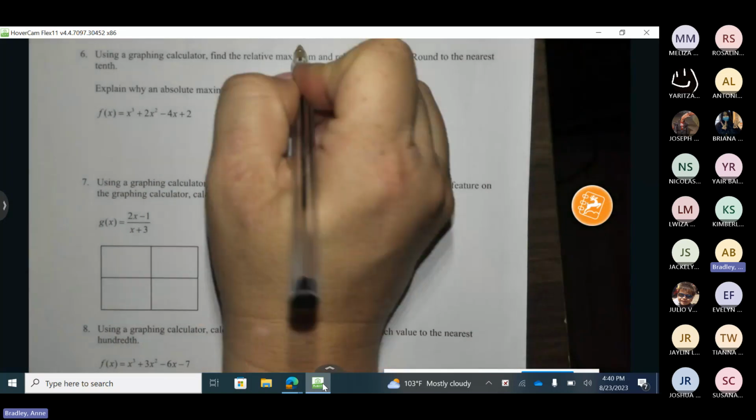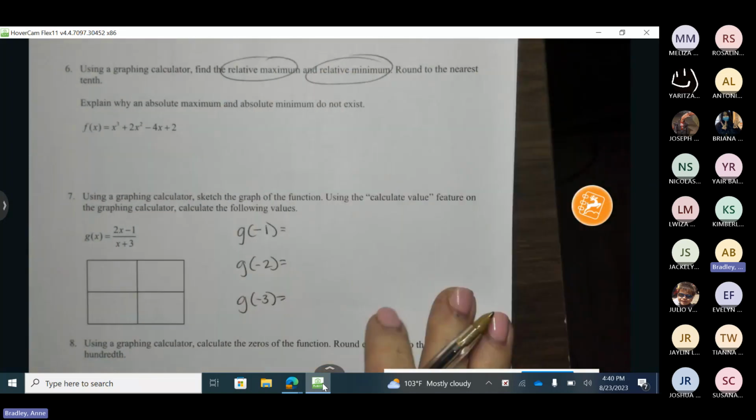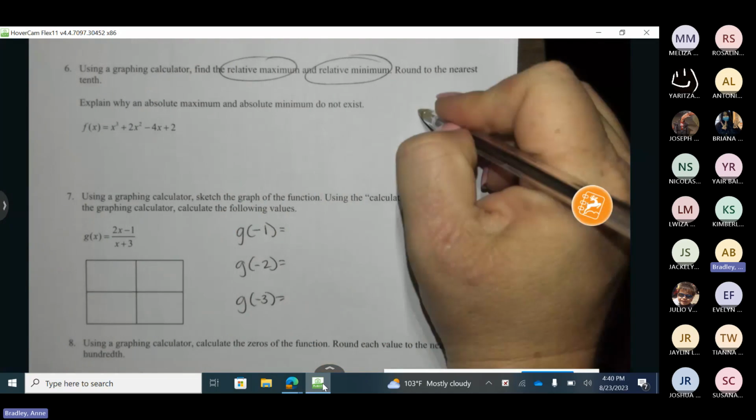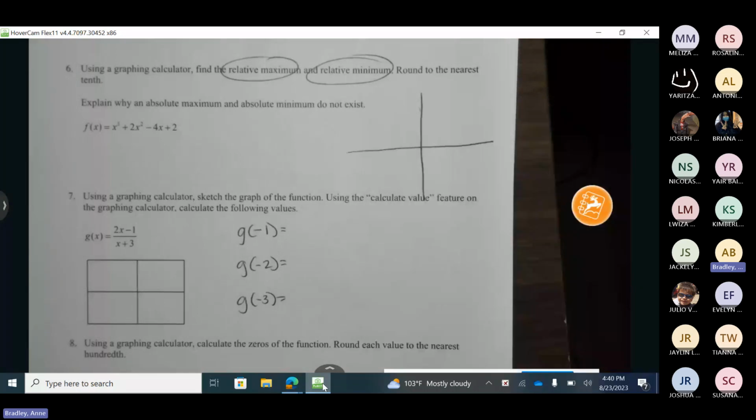Let's read this question. The question says, find the relative maxes and the relative minimums. Okay, I just want to come off to the side here and draw a little picture just to give us an idea of what things look like.